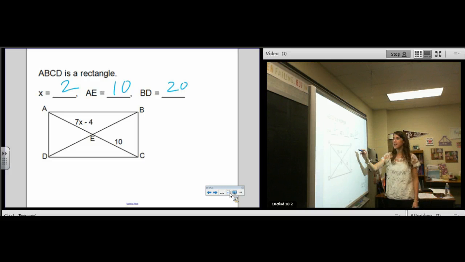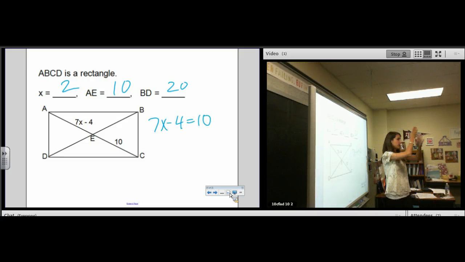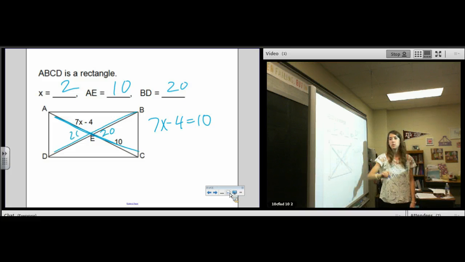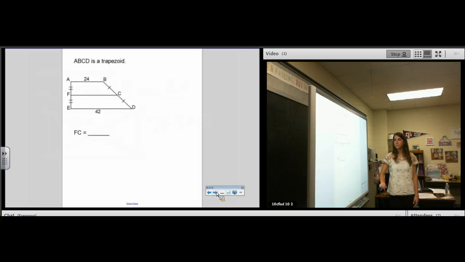Okay, let me talk about it just in case someone's watching the video and they don't know what to do. So, diagonals bisect each other, and then in a rectangle, diagonals are also congruent. So if that diagonal is 20, then that diagonal is also 20. That happens in a rectangle.